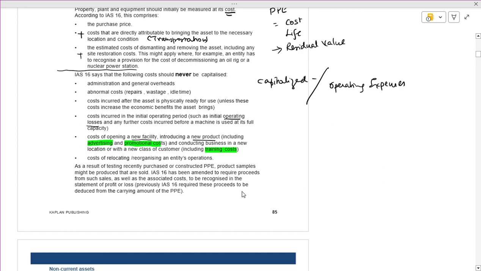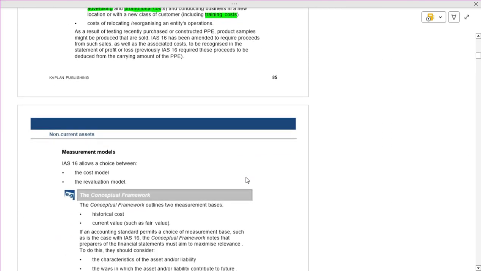And cost of reorganization, of organizing the entire entity's operation, should not be taken into consideration. Just be very clear about this. Wherever I put a star mark, it's a point we have to understand. As a result, we are talking about the purchase of constructed PPE, products, samples that might be produced and sold. These are the things that should be taken into consideration.